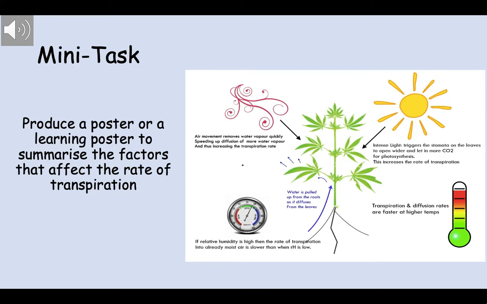If you can produce me some form of learning resource, you could even potentially get a real plant and somehow construct something around that plant that explains maybe what transpiration is, and especially what those factors are and how the factors affect the rate of transpiration.